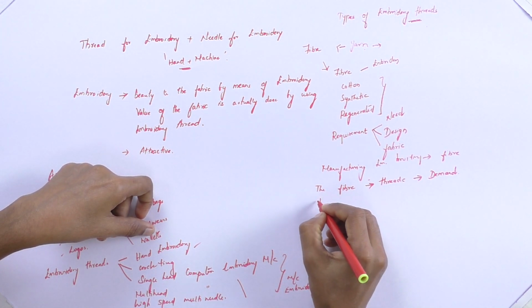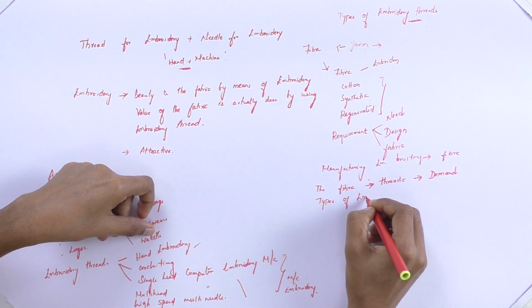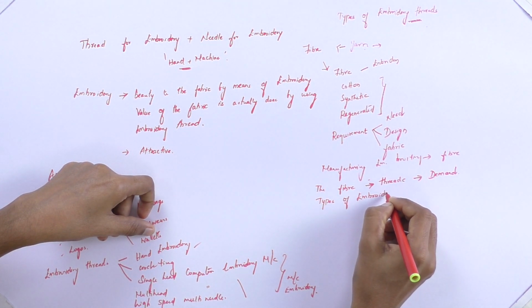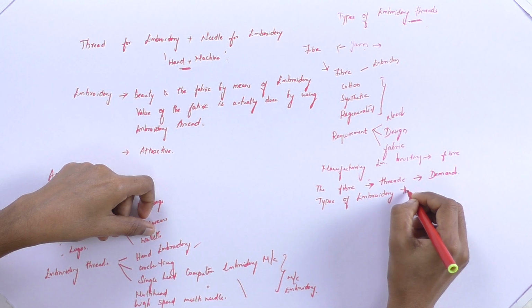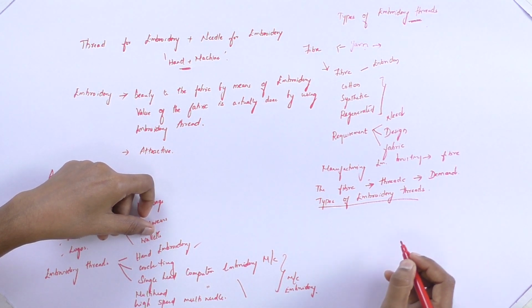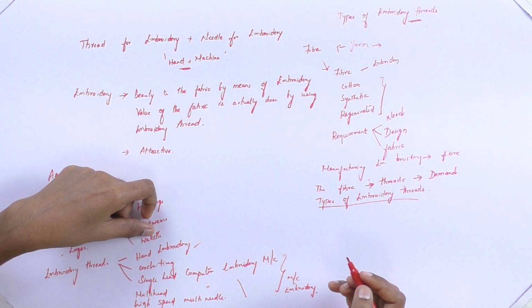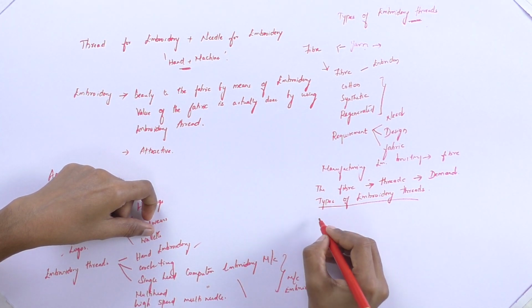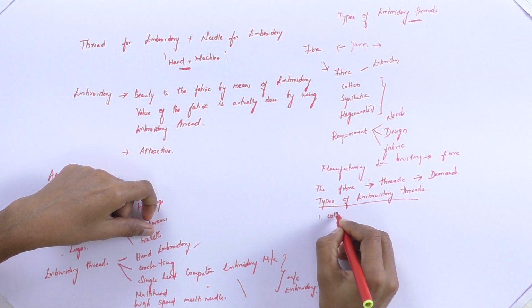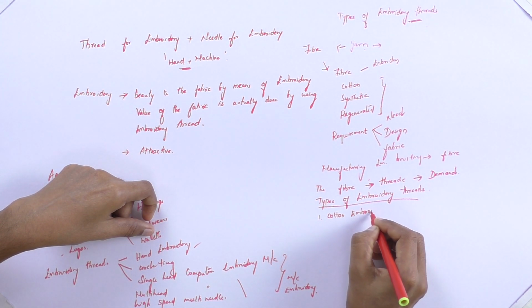And coming to the next one, we are going to see types of embroidery threads. There are actually 5 types of embroidery threads which we are using in our day-to-day life for doing either hand embroidery or machine embroidery. Coming to the first one, cotton embroidery threads.